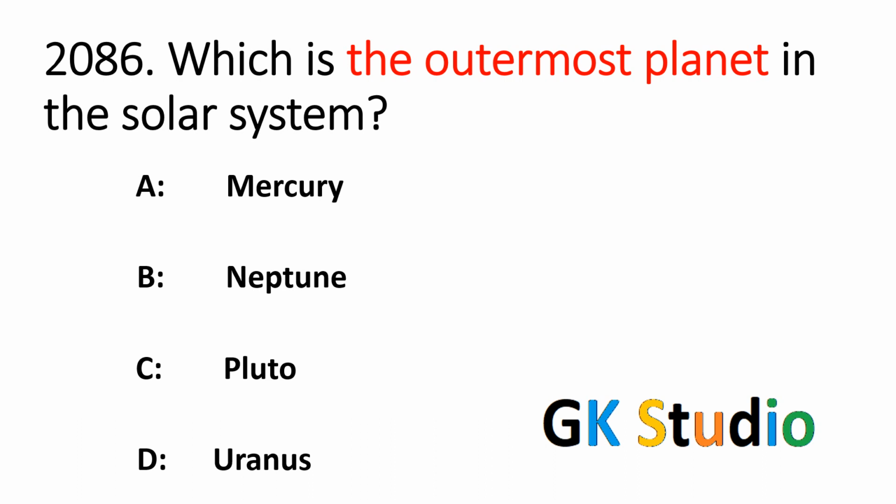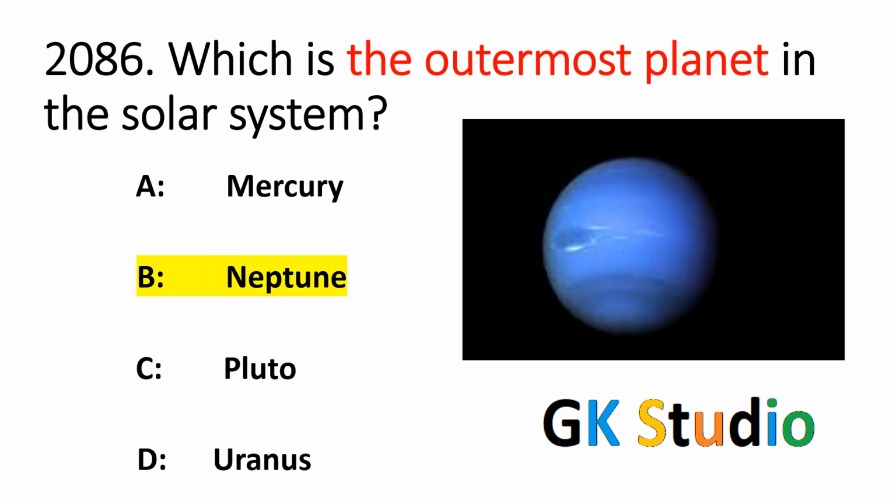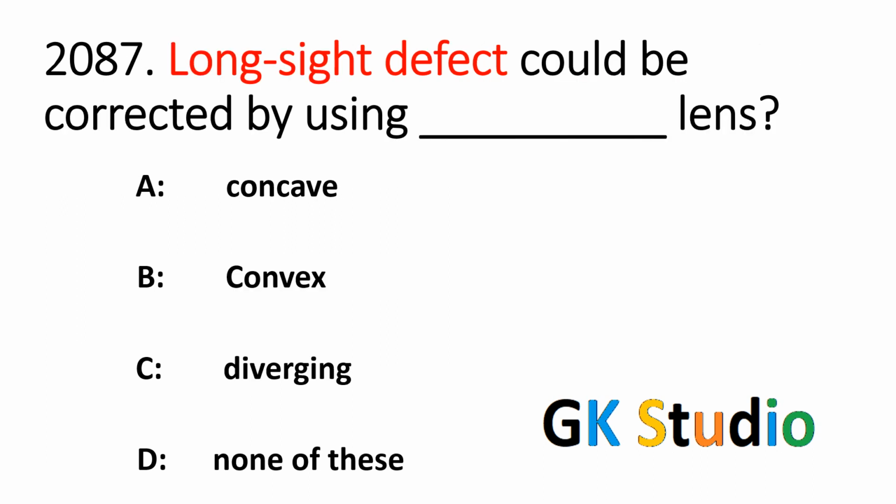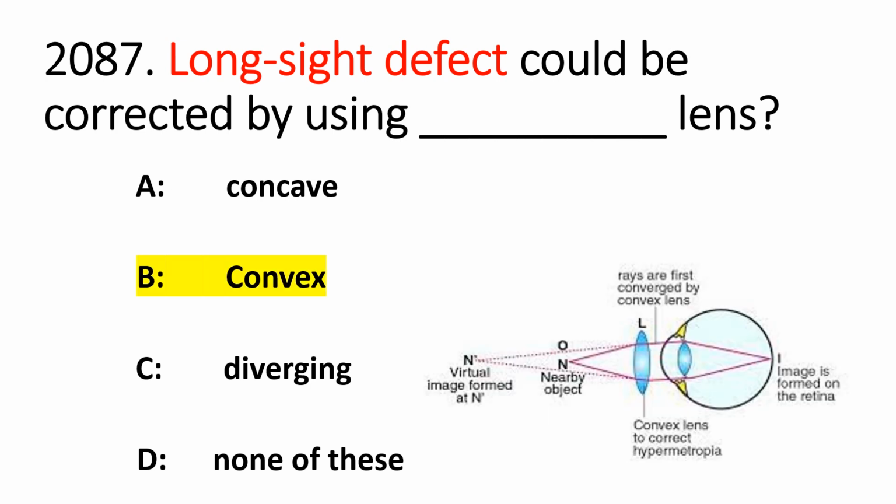Which is the outermost planet in the solar system? Neptune. Neptune is the outermost planet in our solar system. Long sight defect could be corrected by using a convex lens.